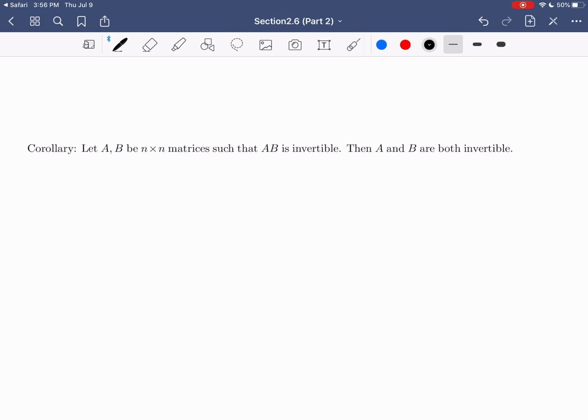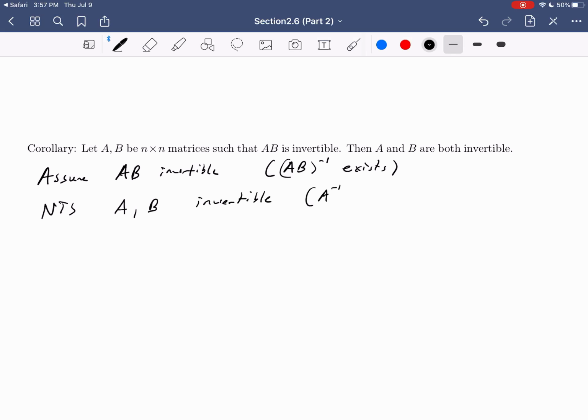So to do this, we should write out our need to show. We get to assume AB is invertible. So (AB) inverse exists. We need to show A and B are invertible. So we need to show A inverse and B inverse exist.